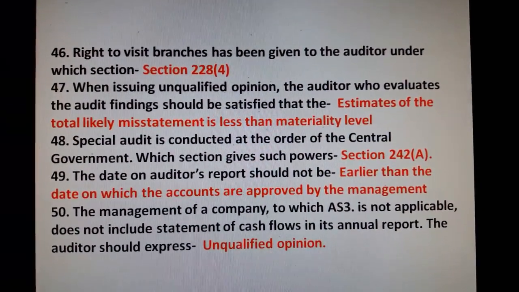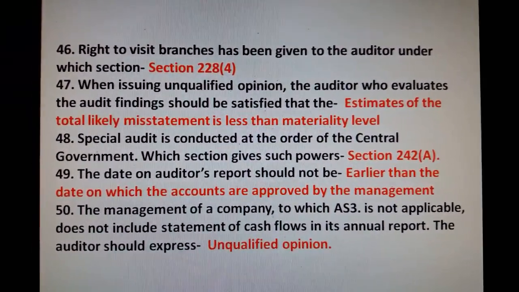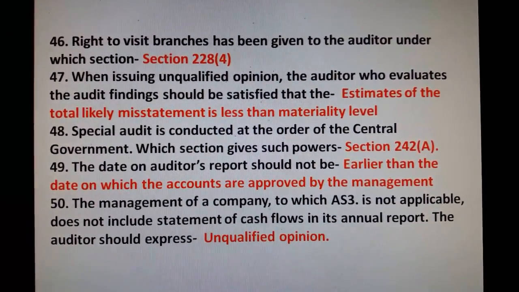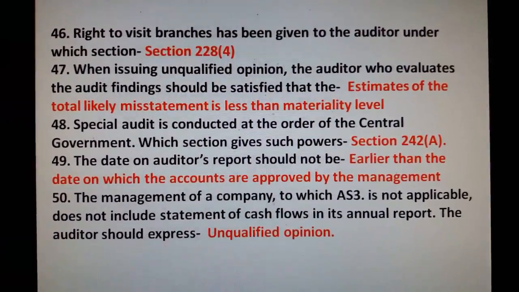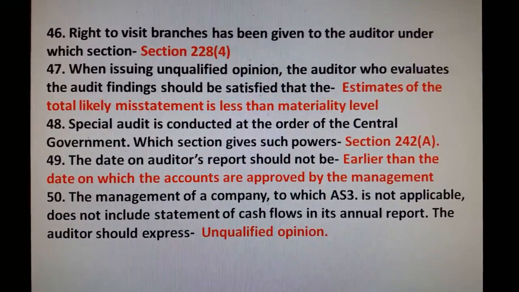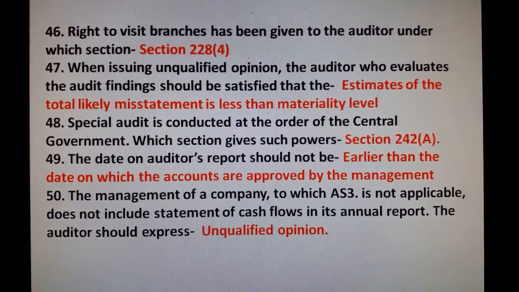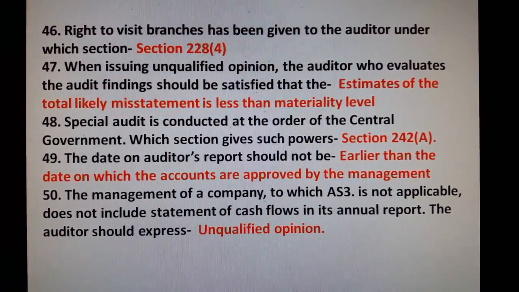Question number 46. Right to visit branches has been given to the auditors under which section? Section 228(4). When issuing unqualified opinion, the auditor evaluating the audit findings should be satisfied that the estimate of the total likely misstatement is less than materiality level. Special audit is conducted at the order of the central government. Which section gives such power?